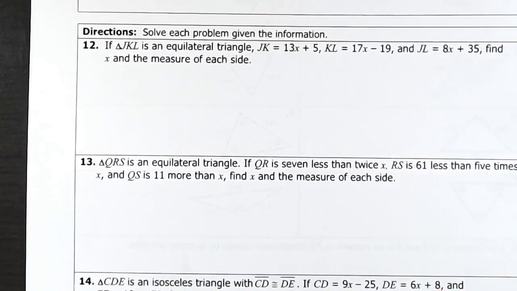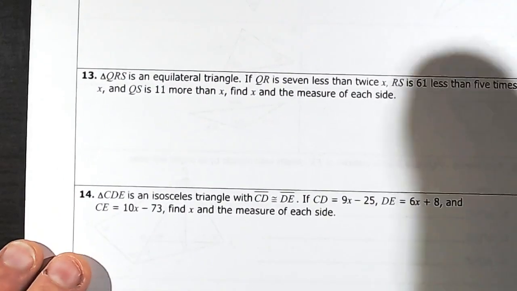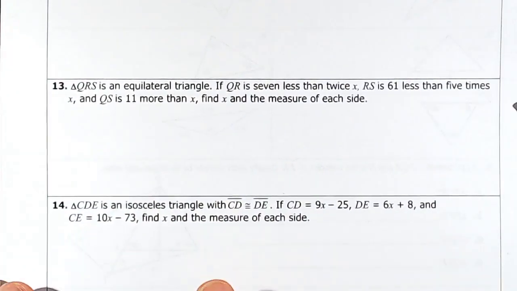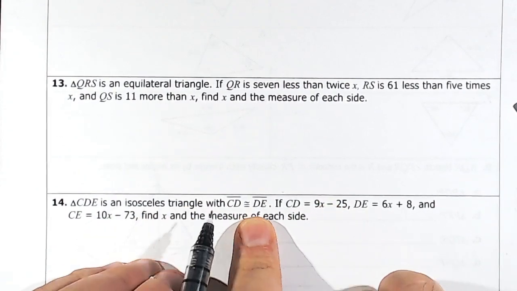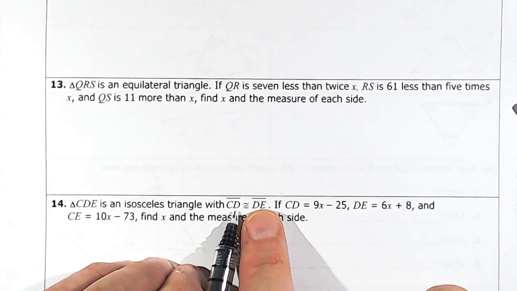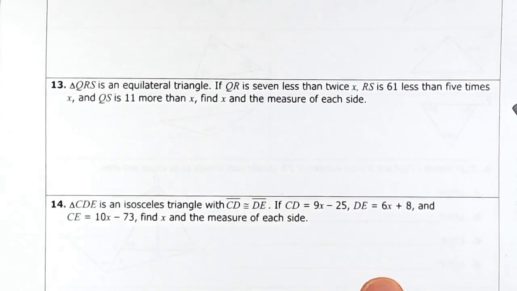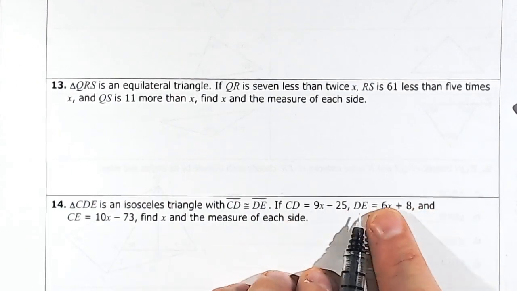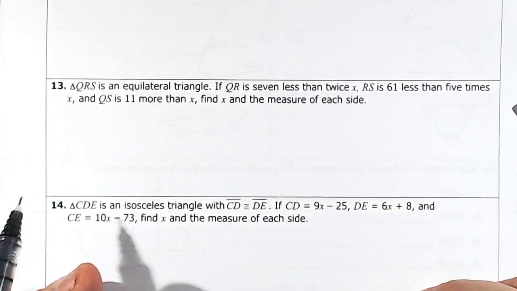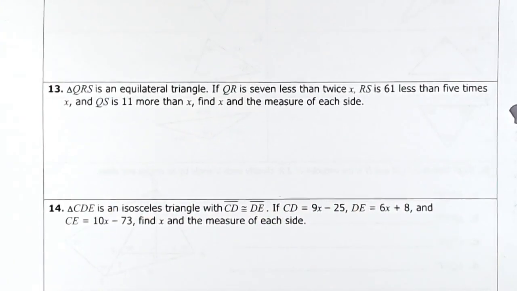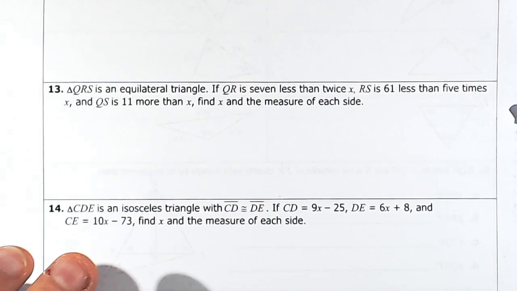You get the idea? Now, one thing to remember on your homework is if you're told that something is an isosceles triangle, like you are in number 14, you need to pay attention to which sides are congruent to each other, because those are the two equations you're going to set equal to each other. So in this one, CD is congruent to DE. So CD is 9x minus 25 and DE is 6x plus 8. You need to set these two equations equal to one another, solve for x, and plug those measurements back in to these little equations to find the length of each side.